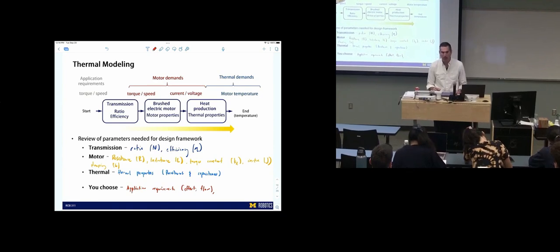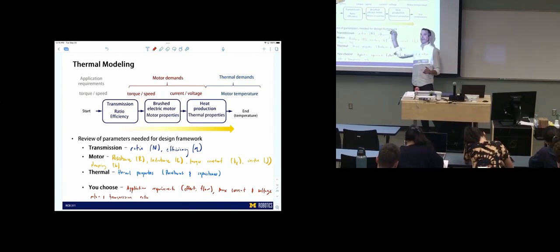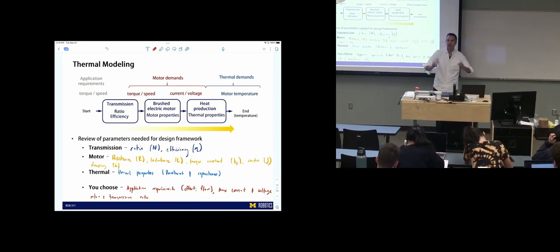Current and voltage. Oh, I guess that's effort and flow. Yeah, I'll say max current and voltage. That's definitely something you choose. And the other thing you choose is motor and transmission ratio. So the intent of this slide was to quickly go over the symbols, what you're typically provided with, and what you typically have to choose. Remember, the name of the game is to make these choices and make them well. Okay.